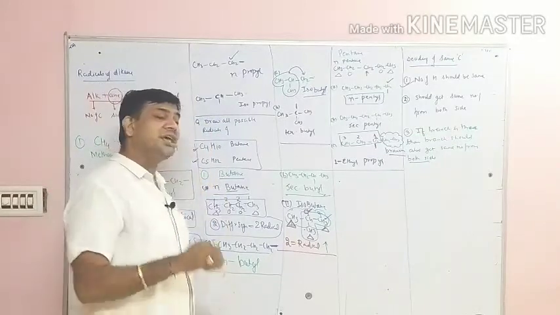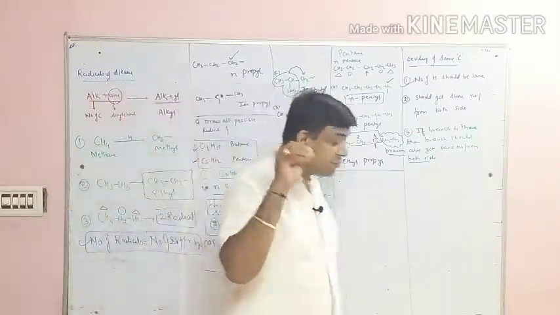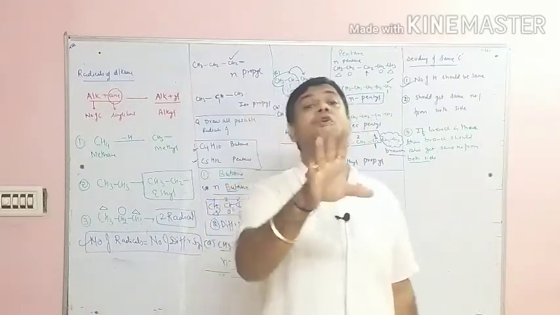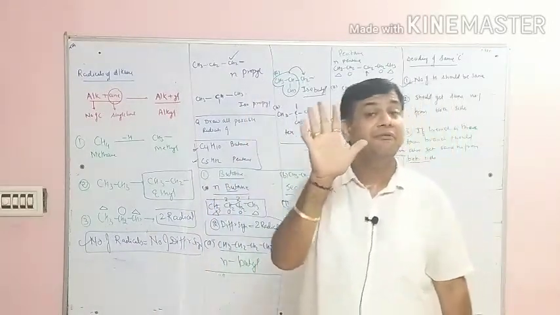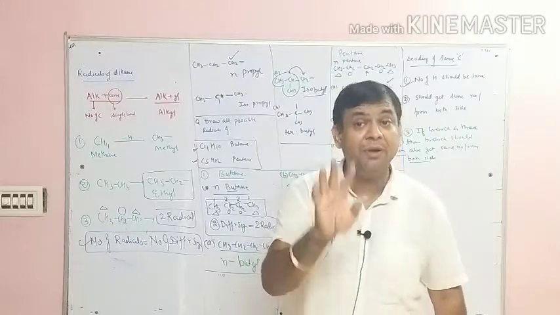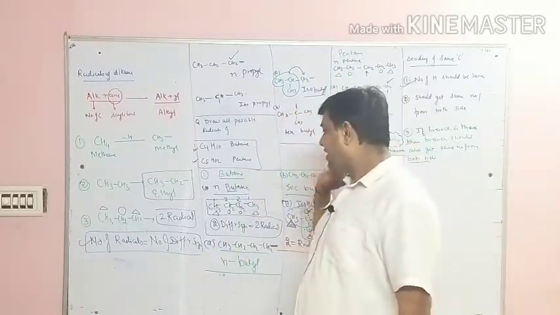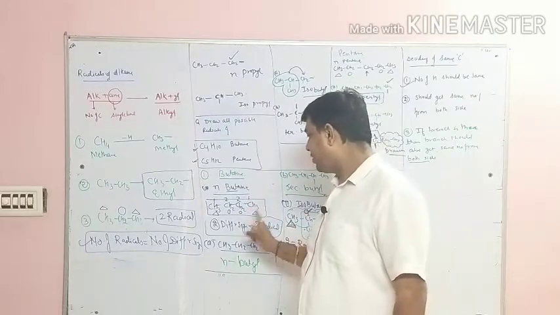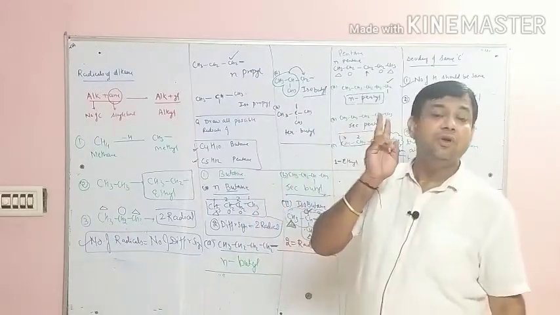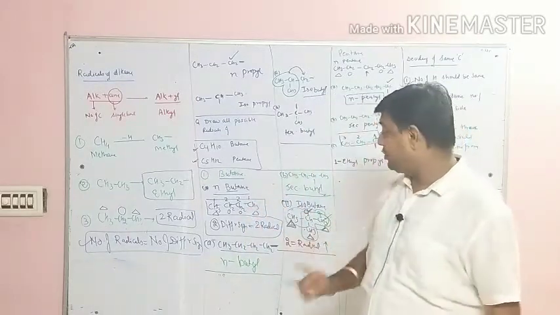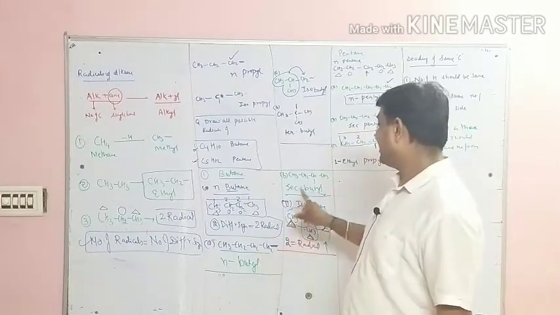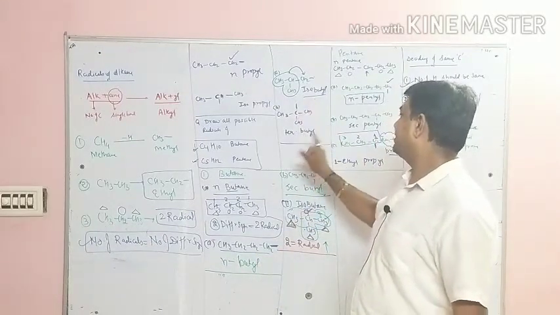Why? Because in the case of butane, we cannot draw neo. Why? Because neo starts from 5 carbons. With 4 carbons, you are not able to draw neo. That's the reason why, in the case of butane, we form only 4 radicals. First is n-butyl, second is secondary, then iso, and then tertiary.